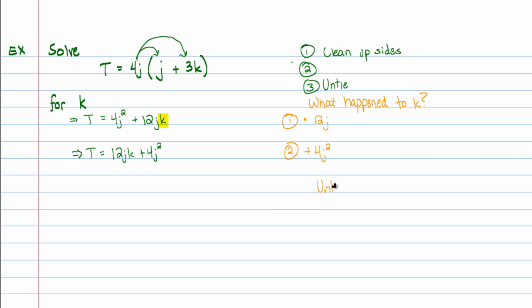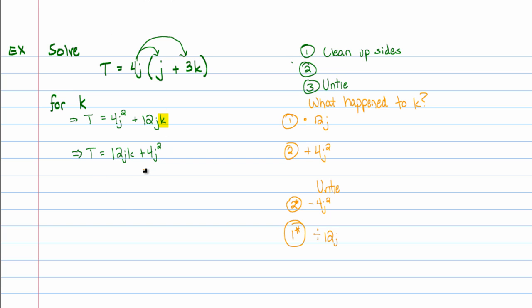So now I'm going to untie that. That's how they hid the value of k from me. To untie the last step they did, I'll subtract 4j squared. And to untie the first thing they did, I'll divide by 12j. So let's go ahead and do that. That's my roadmap. So here we go.